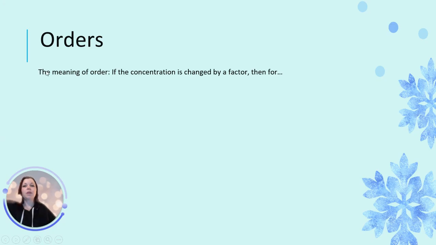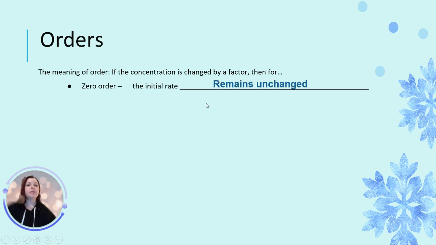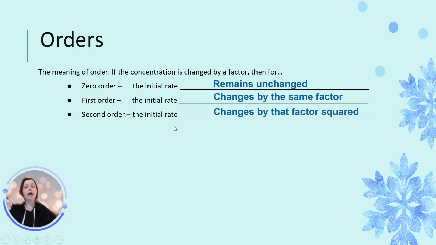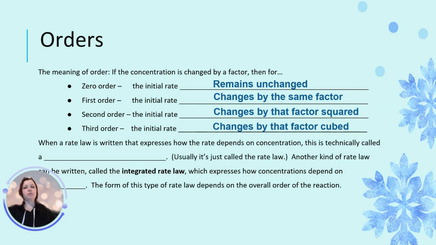So, as a reminder, let's talk about the meaning of order. If the concentrations change by a factor, then for zero order, the initial rate remains unchanged. So again, we change the concentration of something, but the rate doesn't change at all. That's zero order. First order, whatever you do to the concentration, the same thing happens to the rate. For second order, the initial rate changes by that factor squared. And for third order, the initial rate changes by that factor cubed.